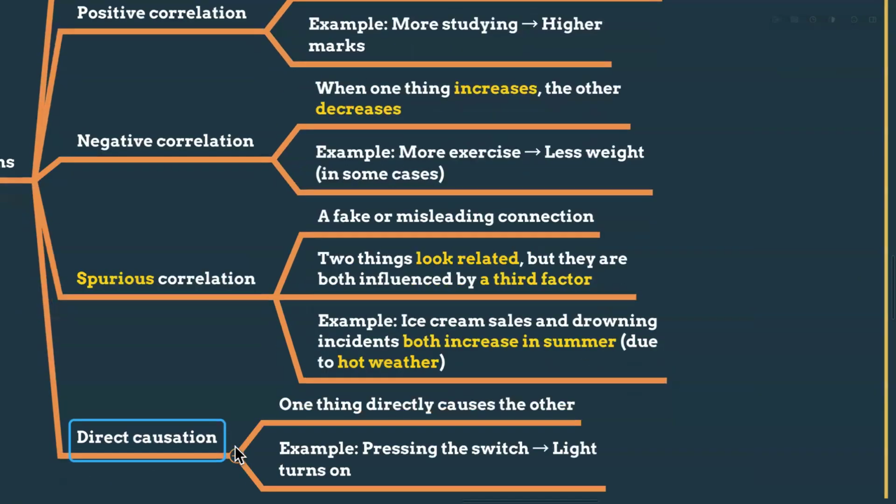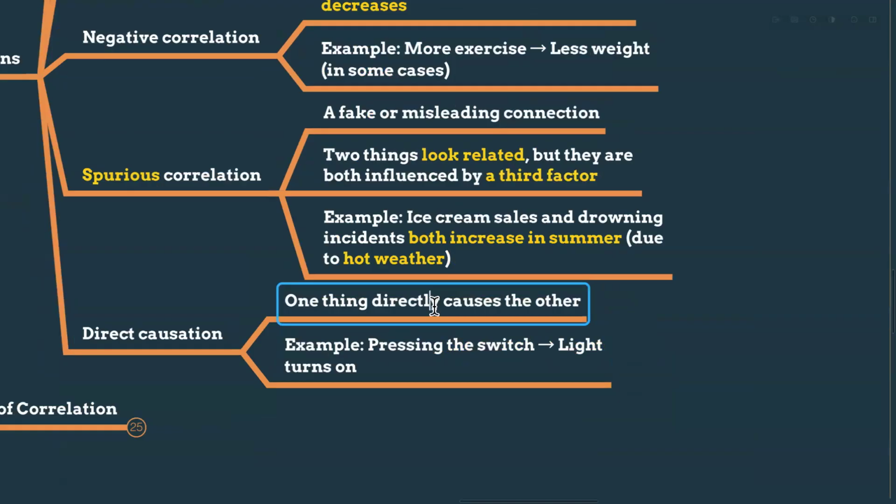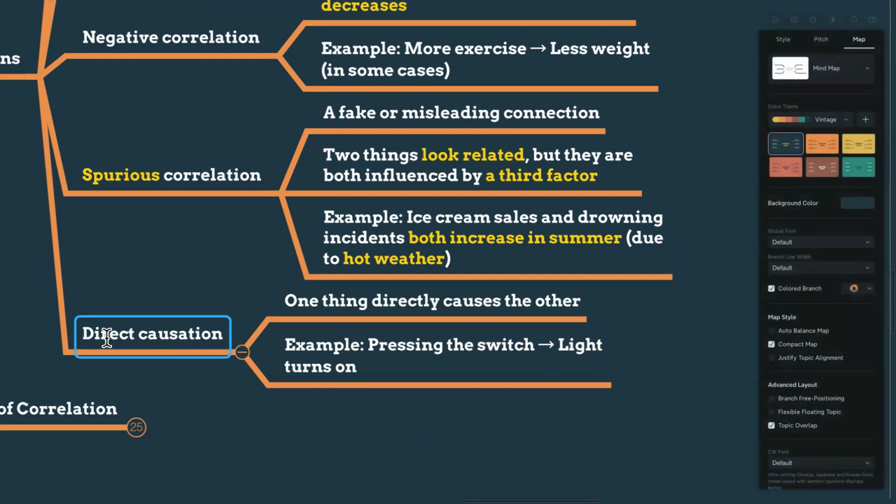And direct causation means one thing directly causes the other. For example, pressing the switch, the light turns on. If you press the switch, only then the lights turn on. So it is a direct causation. The cause and effect is direct, right?